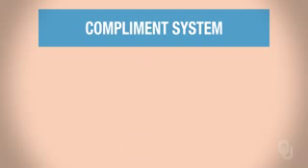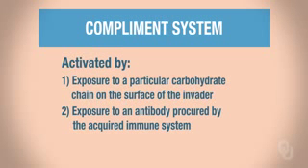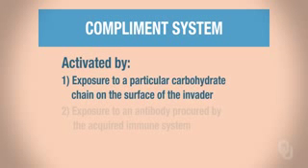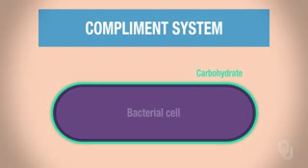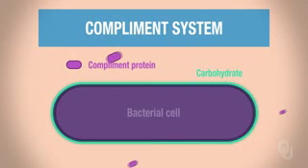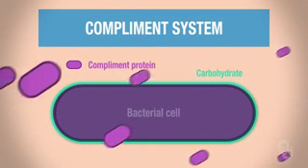Then we have the complement system. The complement system is activated by two different means. The only one we'll discuss here is listed here at number 1. We will discuss number 2 here later. But first, let's focus on number 1, when we activate a complement system. So here you have a bacterial cell, and on the surface of it is some carbohydrate. That carbohydrate is recognized by a complement protein. So these complement proteins are floating around in your plasma. That's where they're located. They're in the plasma, cruising around.